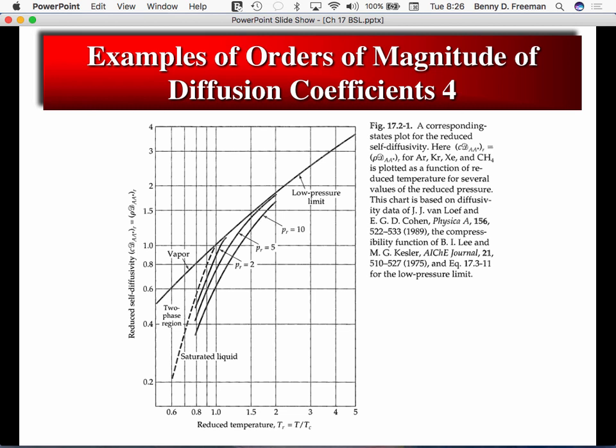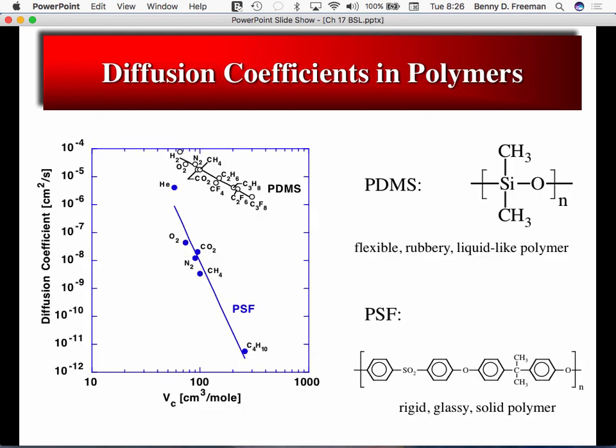This is showing a corresponding states type plot for diffusion coefficients in gases, and essentially it's showing the dependence on reduced temperature and reduced pressure. Plots like this, you'll find in your textbook, are used to estimate diffusion coefficients from correlations. I work in polymers, so I have to show you some diffusion coefficients of polymers, and this is gases diffusing through two different types of polymers.